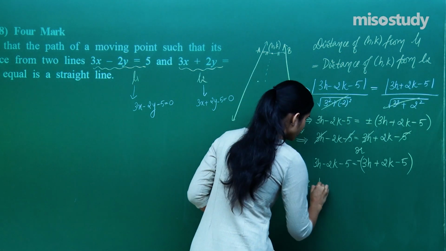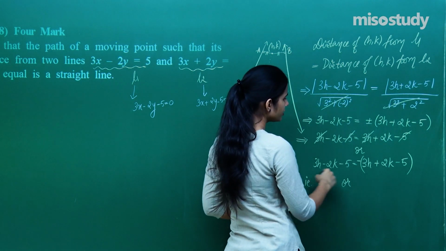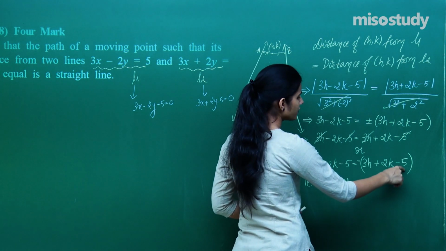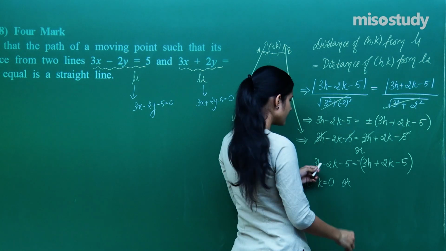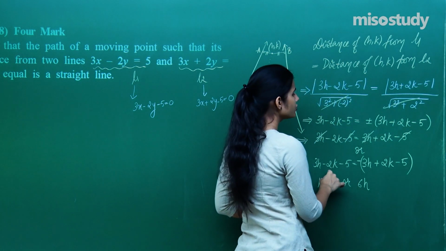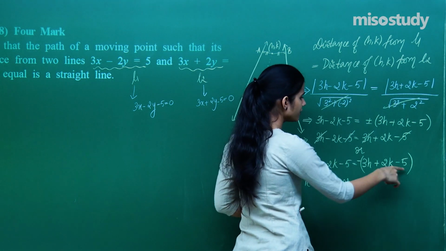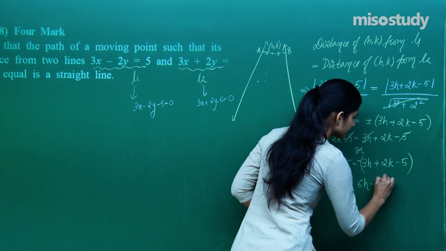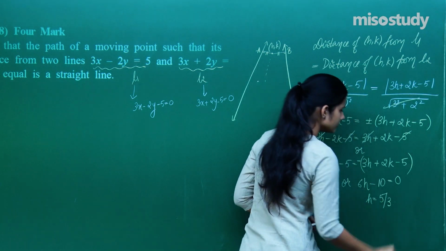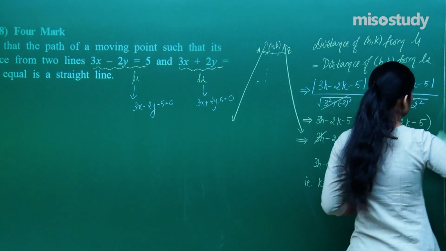That means what? 3h cancels out, minus 5. This gives you k equals 0. Or from here, if you see, this is 3h, this is minus 3h, minus 2k cancels out, and this is minus 5, this is plus 5. So this gives you 3h plus 3h, 6h, minus 2k plus 2k is 0, minus 5 and this is minus 5, minus 10. So h is equal to 5 by 3. So either k is 0 or h is 5 by 3.